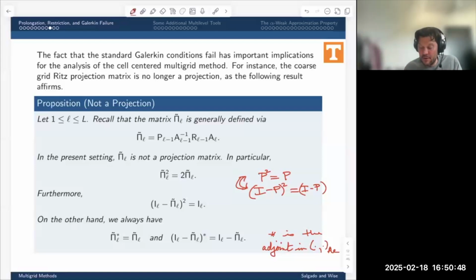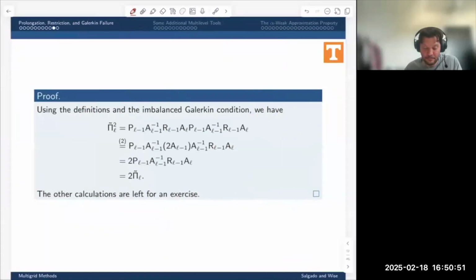However, they are no longer projection matrices. It's a pretty easy little calculation to show this. If I square the pi L tilde matrix, then based on its definition, it's the PAR matrix twice. And in the middle, you immediately get the RAP matrix, R_L minus 1, A_L, P_L minus 1. But we said that this is no longer equal to A_L minus 1, it's 2 A_L minus 1. So that means we get a 2 out front of everything.